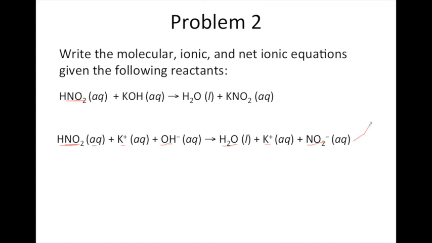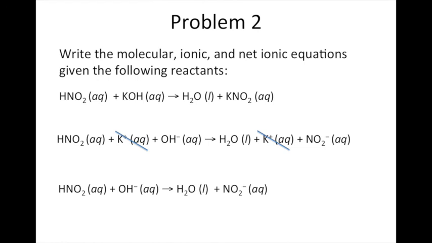Now the net ionic equation. We cross out any of our spectator ions. That would be our potassiums. The nitrite you can't cancel because it's not dissociated over here. It is here. So it has undergone some change in this reaction. So the only thing we can cancel out is our potassium ions. And so we rewrite our net ionic equation without the spectator ions, and you can see that's what we have here.